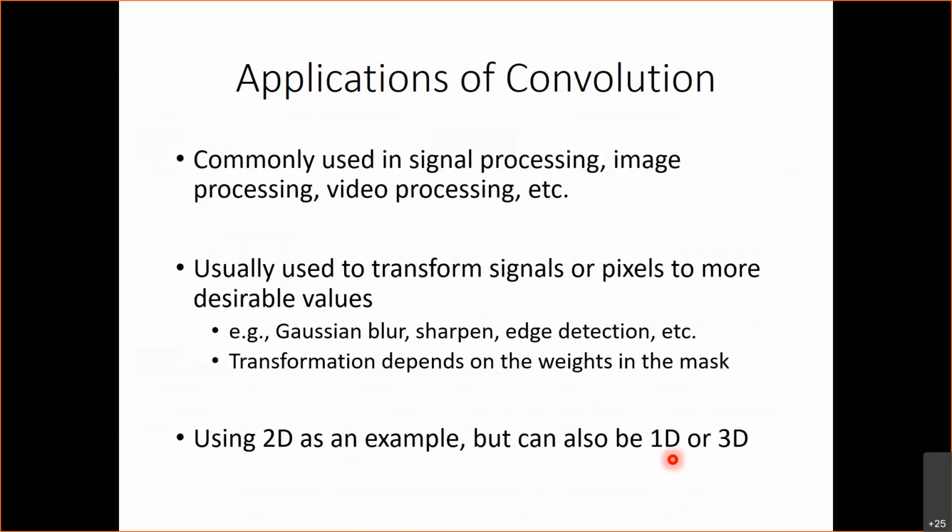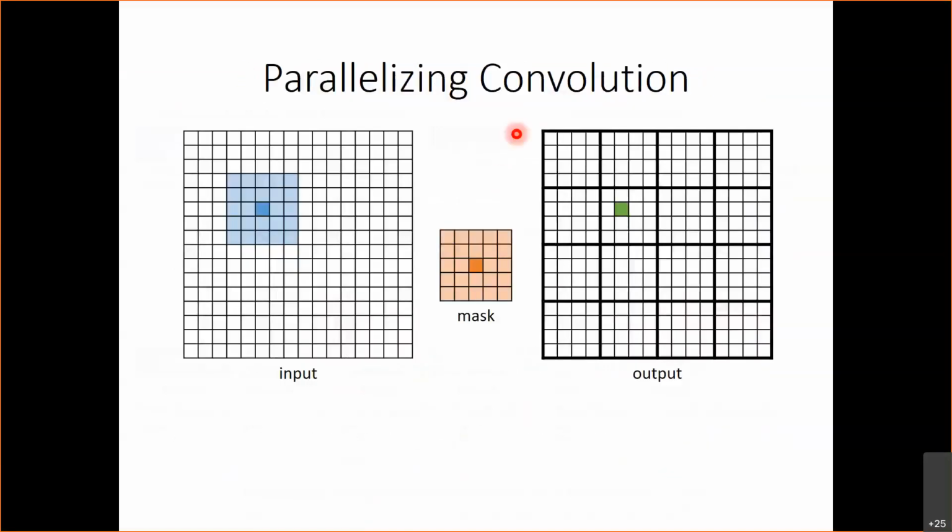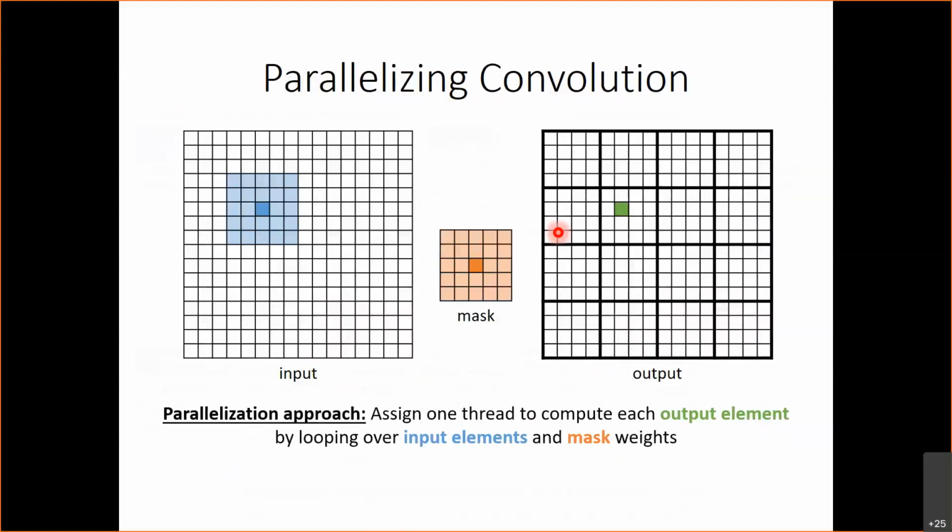Okay, I was actually looking for something simpler than that, which is along the lines of what we did with blur. One thread per output pixel, right? Exactly. It's that simple. So to parallelize convolution, what we could do is simply have one thread per output element, okay? And this thread would be responsible for going through the neighboring input elements and the mask and calculating the weighted sum. Okay, so this is a very simple approach to parallelizing convolution. That's not the only approach. There are other approaches for parallelizing convolution. But for today, we're going to go with this approach.